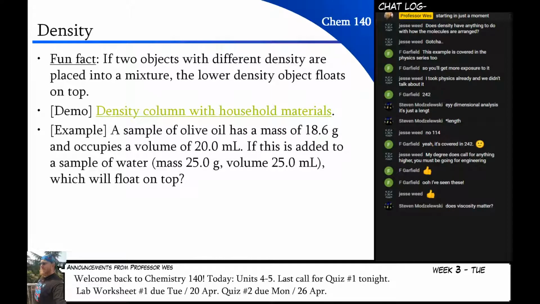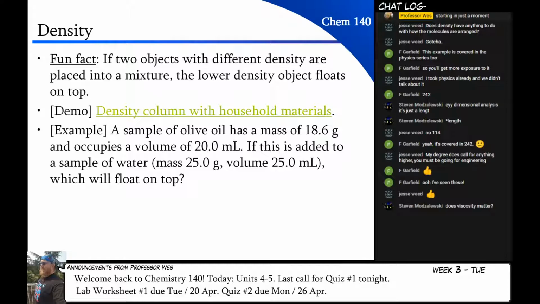All right, let's do a practice calculation just to get you familiar with how to use the density formula, because this is like the most basic thing. I'm going to give you olive oil. I'm going to give you 18.6 grams of it, and then we weigh that sample, and we put it in a graduated cylinder, and its volume is 20 milliliters.